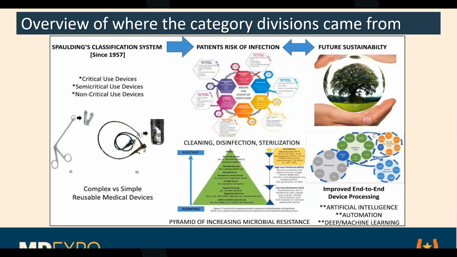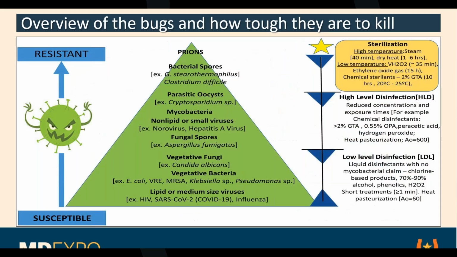So the pyramid of increasing microbial resistance is something that drives the FDA into determining their guidance to original equipment manufacturers on how your device should be explained in the operator's manual. They call them the IFUs, and how you should do that. And you see a hierarchy start to come down, so susceptible, resistant, an overview of the bugs and how tough they are to kill.